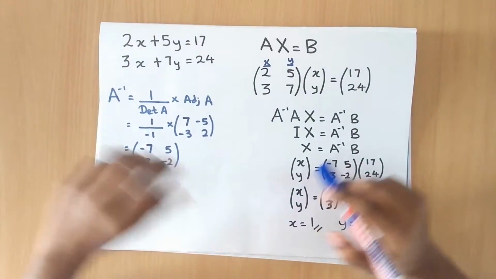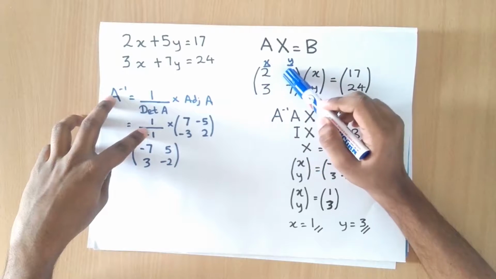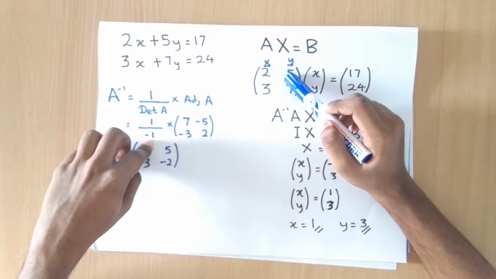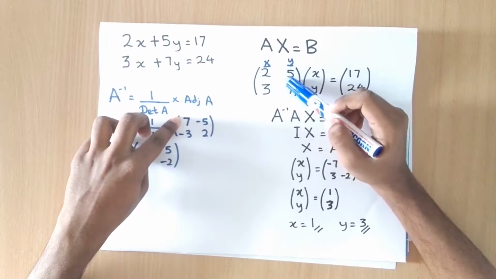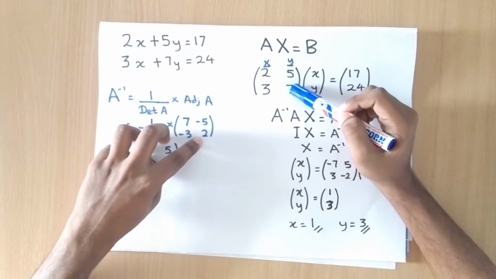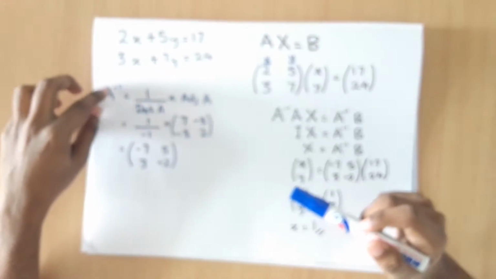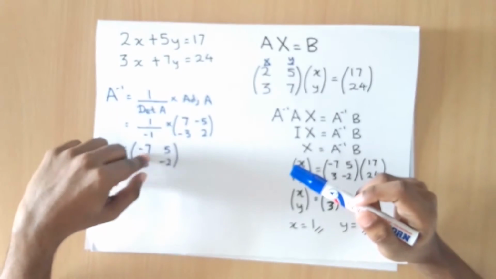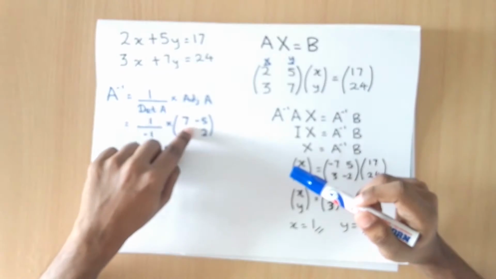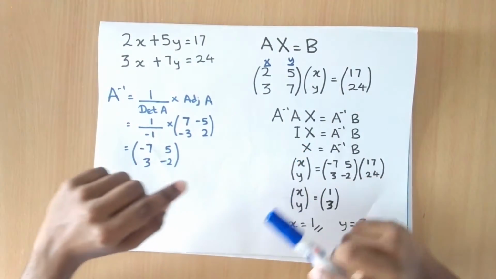So the determinant of A would be 7 into 2, 14 minus 5 into 3, 15. That would give us the answer -1. And the adjoint would be 7, -5, -3 and 2. So finally the inverse would be -7, 5, 3 and -2. When we take the -1 into the matrix, we get -7, 5, 3 and -2.